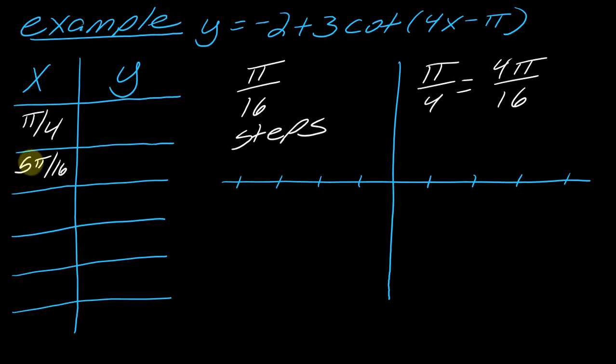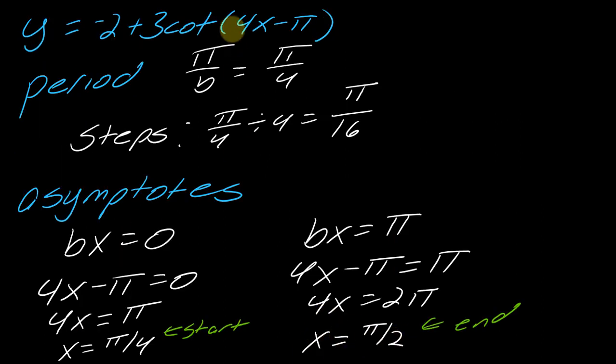If I add another pi over 16 to this, I get 6 pi over 16, which if I divide the top and bottom by 2, that becomes 3 pi over 8. So let me get rid of that scratch work. And then if I continue on, the next step is going to be 7 pi over 16, and then we get 8 pi over 16, and 8 pi over 16 works out to pi over 2. And hey, wasn't that what I wanted as my end? So I know that I've done this right.